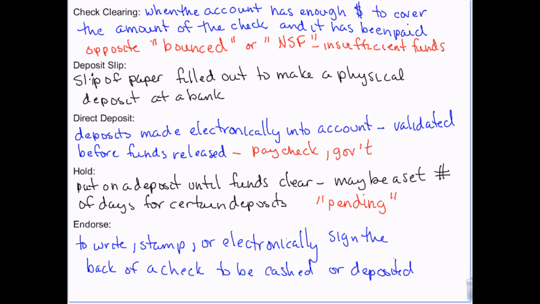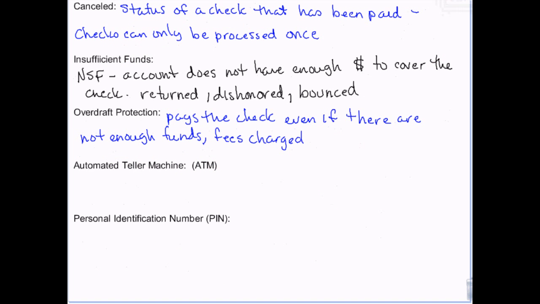So for example, if your paycheck is direct deposited, when you filled out that direct deposit paperwork, you authorized an electronic signature for that to happen. Okay, once a check has been paid, it's canceled.